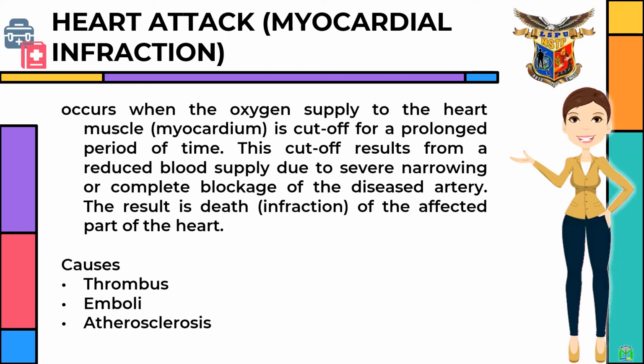Heart attack or myocardial infarction occurs when the oxygen supply to the heart muscle, myocardium, is cut off for a prolonged period of time. This cutoff results from a reduced blood supply due to severe narrowing or complete blockage of the diseased artery. The result is death, infarction, of the affected part of the heart. The possible causes are thrombus, embolus, atherosclerosis.